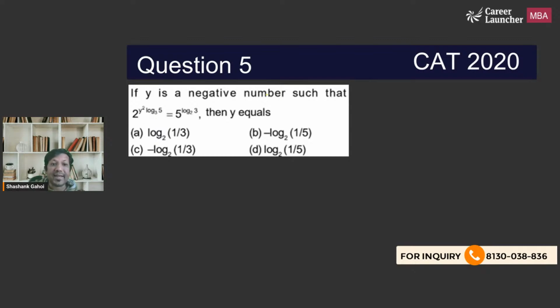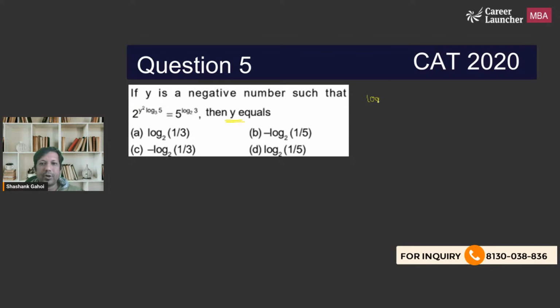So if y is a negative number, the question says y is a negative number, that is given to us. And it says 2 power something something, and the question is asking what is the value of y. Right. So whenever I look at a question like this, what I'm going to do is read the options. All the options are talking about values in log. Okay, fair enough. So I am going to take log on both sides. Okay, so I'm taking log.